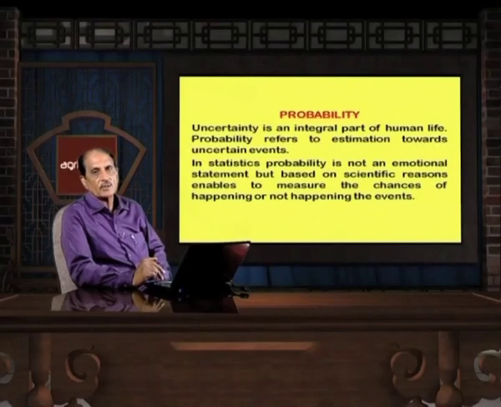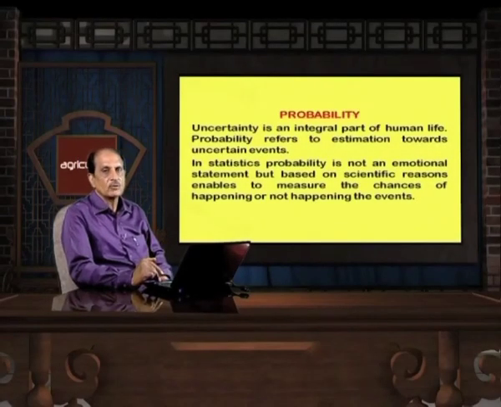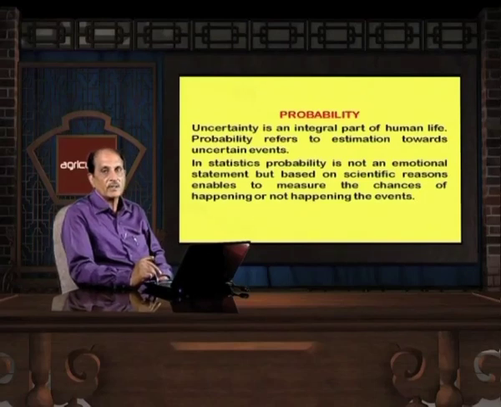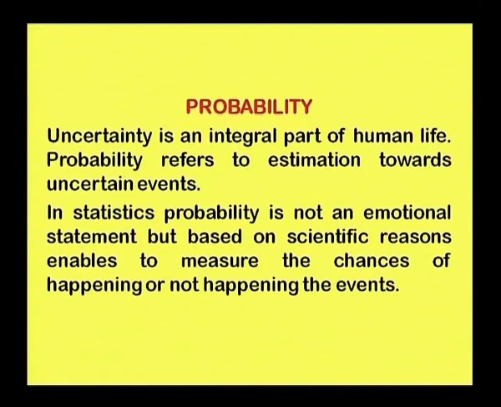So, dear friends, we have discussed what is variance and what is coefficient of variation. Now, I initiate a fresh chapter, that is probability. Uncertainty is an integral part of human life. Probability refers to estimation towards uncertain events.